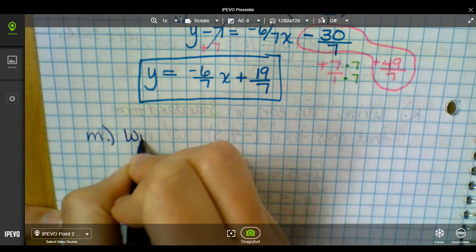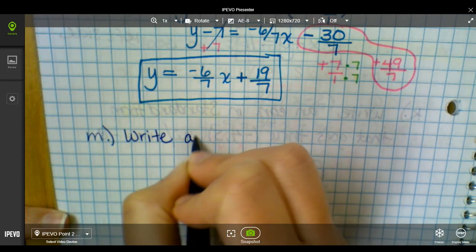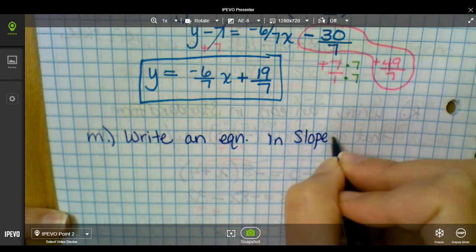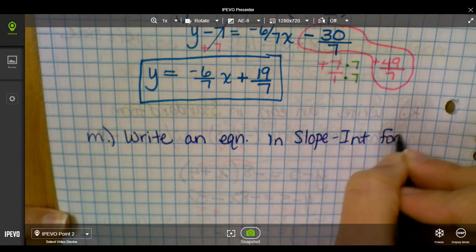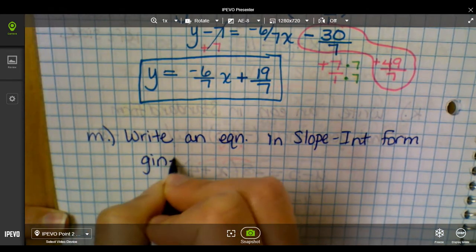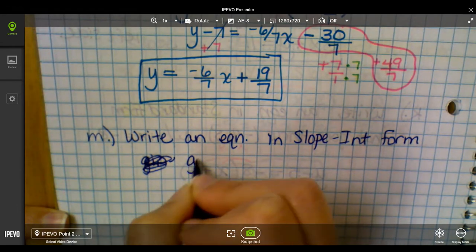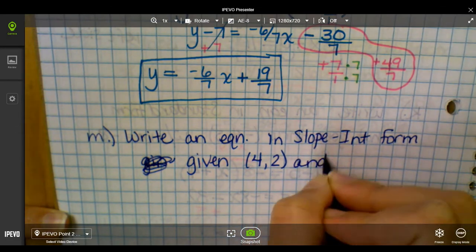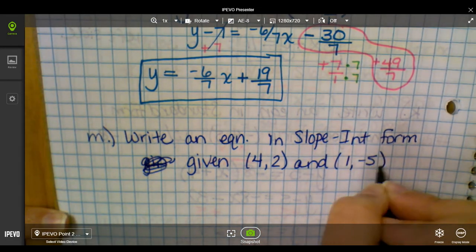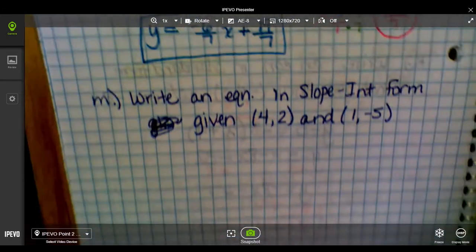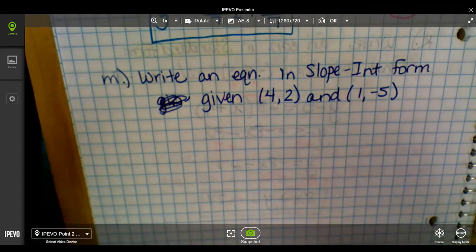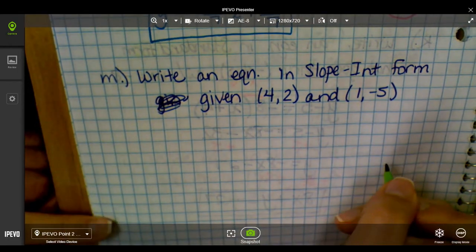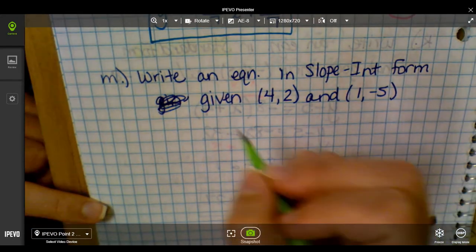Okay, so this one. Write an equation in slope-intercept form given (4, 2) and (1, -5). Okay, so same exact process. If I was you, maybe pause it over here, try to figure it out on your own, and then see if you actually did it right. And that way, when we review in class, it'll be super easy peasy.